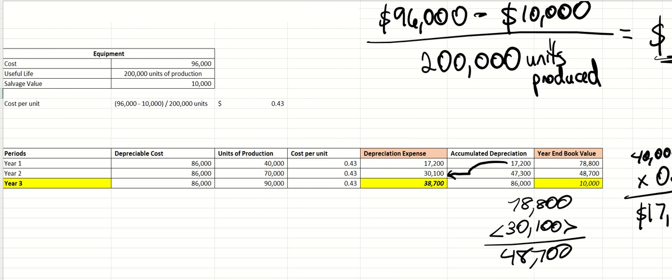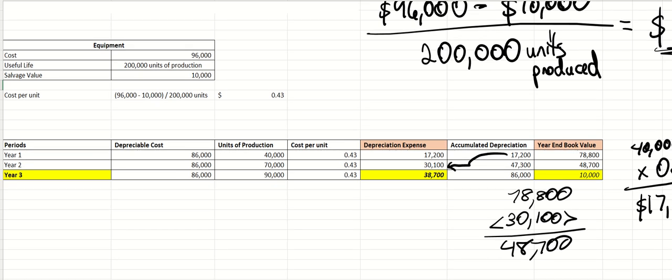Now we go to year three. Units of production is 90,000, so it went up by 20,000. That means the depreciation expense should also go up. Cost per unit is 43 cents. So depreciation expense is $38,700. Our accumulated depreciation is 86,000, which brought our book value all the way down to $10,000.